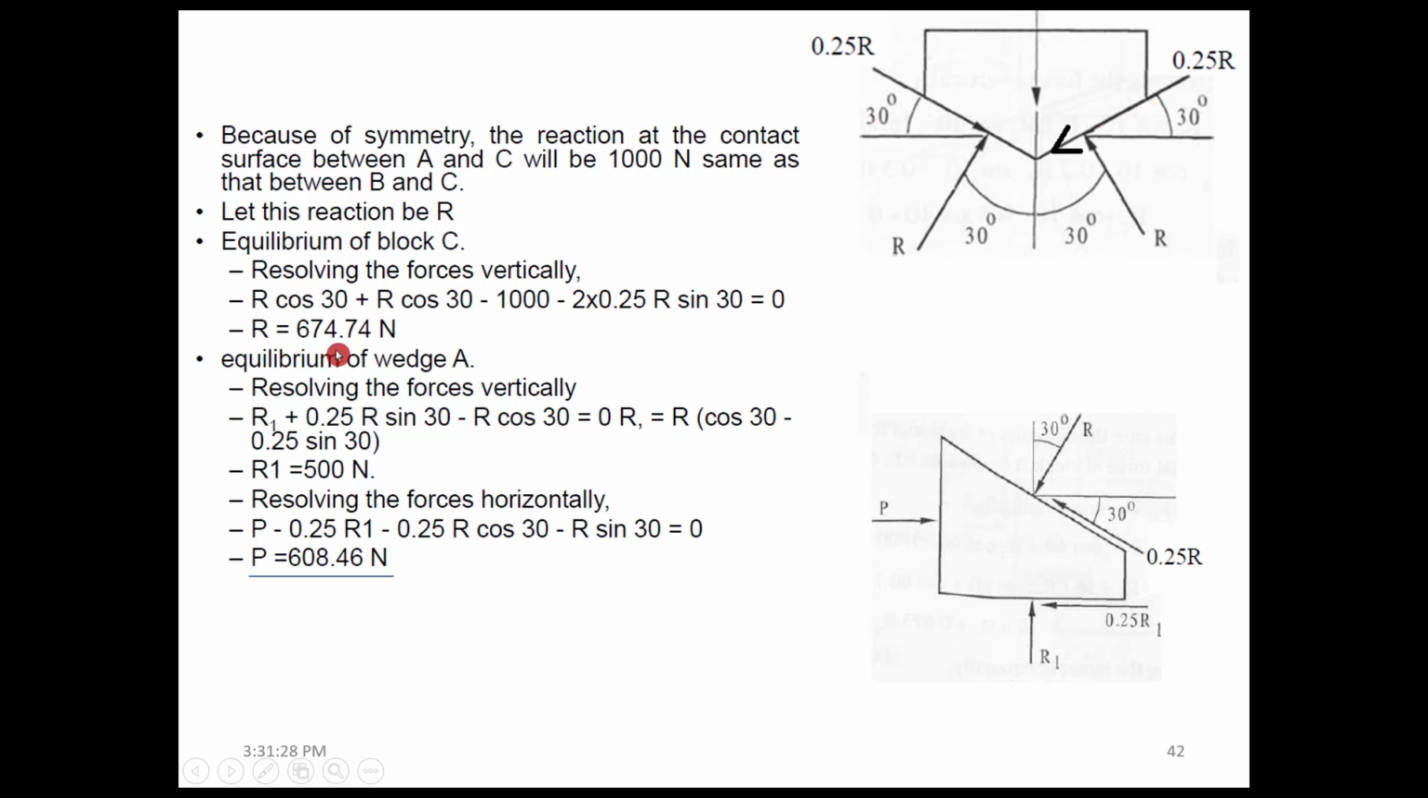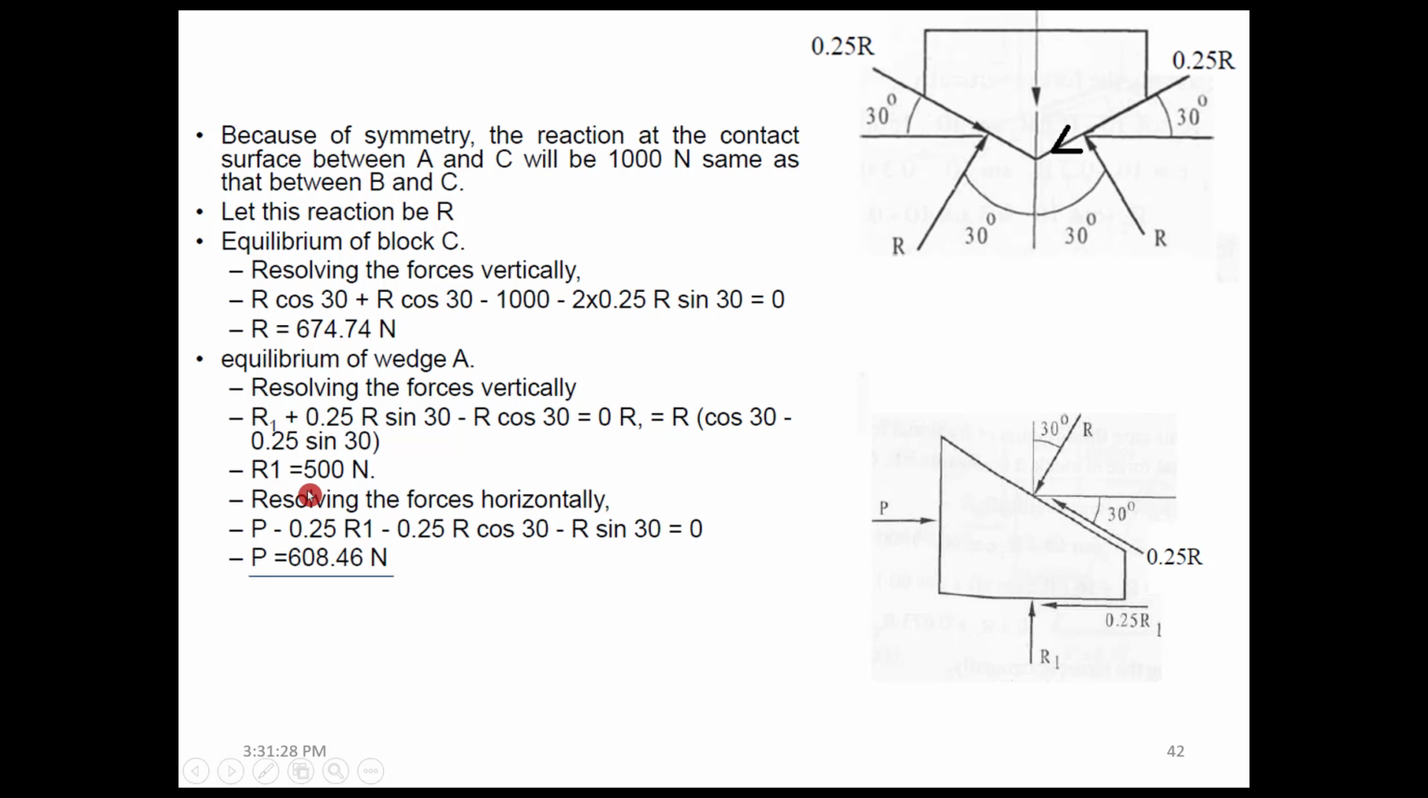So the reaction is equal to 674.74 Newton. And assuming the equilibrium of the wedge A, we have to resolve the forces vertically. So we have R1, the reaction from the bottom surface, R1 plus 0.25 into R sin 30, resolving the force, minus R cos 30 component to make it vertical, is equal to 0.